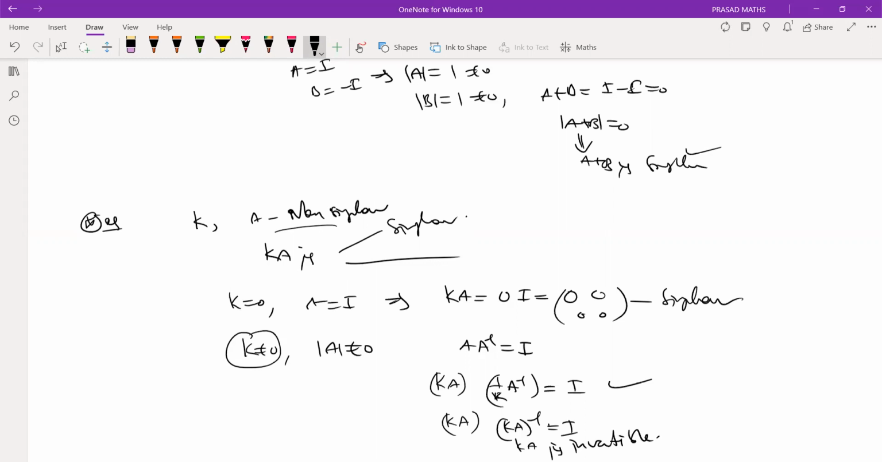This is invertible. Therefore, in general A may not be invertible, but when K is a non-zero scalar, K into A is always a non-singular matrix. Whenever A is non-singular, K into A is non-singular, provided K is non-zero. Otherwise it may not be non-singular. That is an important fact.